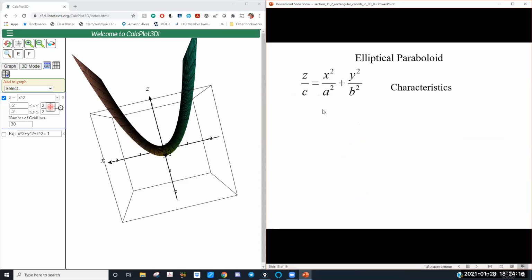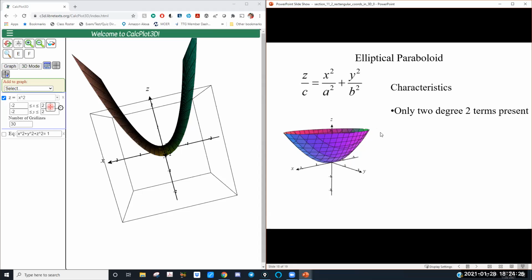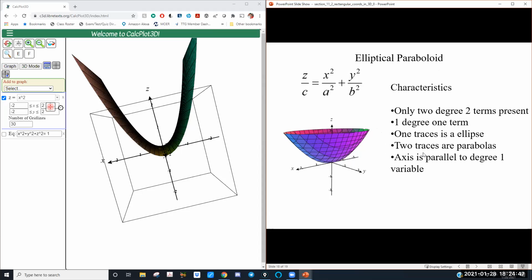An elliptical paraboloid. Notice only x and y are squared. Z is not. And now we just have it equal to z. So one of the traces is again an ellipse, and in this case, it's in the xy plane because those terms are positive. But the other traces are now parabolas, because if I zero out the y squared term, z equals x squared is a parabola. If I zero out the x term, z equals y squared is a parabola.